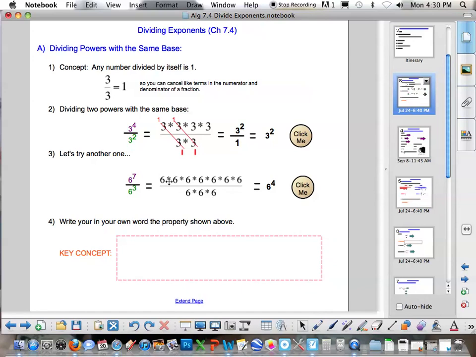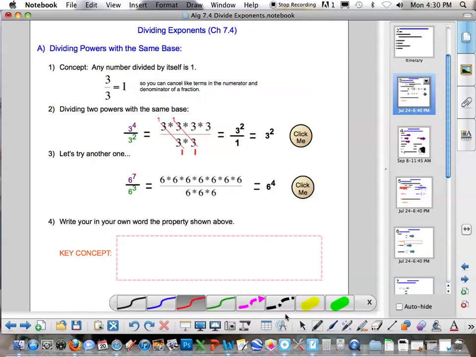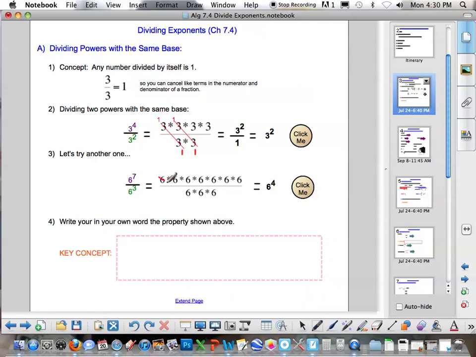Again, we have pairs that will cancel each other out. This pair of 6's, they'll cancel because they become 1 and 1. 6 divided by 6 is 1. These 6's here will become 1, and then these 6's here will become 1. We're left with 4 of them. 6 to the 4th.